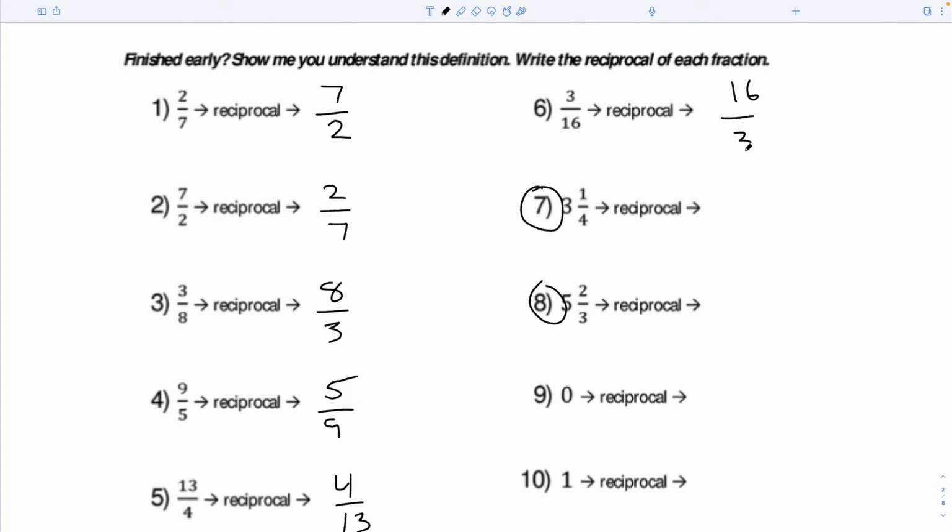Check the board. When I get to 3 and 1/4, here's the tricky part. I can't just flip it and make it 3 and 4 over 1. You have to change it to an improper fraction. 4 times 3 is 12, plus 1 is 13 over 4. It should be 4 over 13. Do the same thing, row 3. 3 times 5 is 15, plus 2 is 17. What's the reciprocal or refliprical of 5 and 2/3? Jackson. What's the refliprical of 5 and 2/3? 3 over 17.